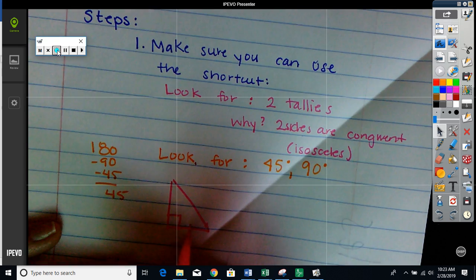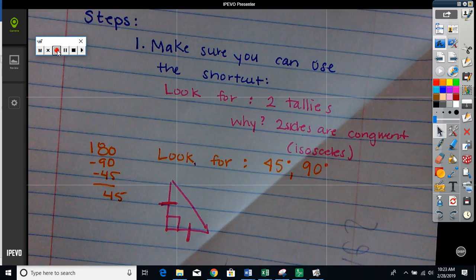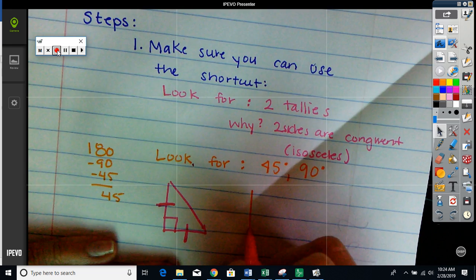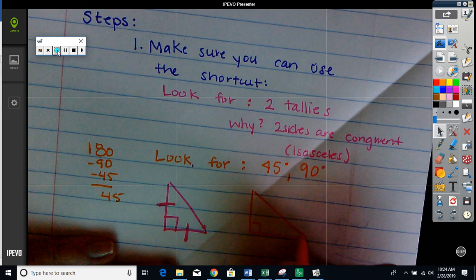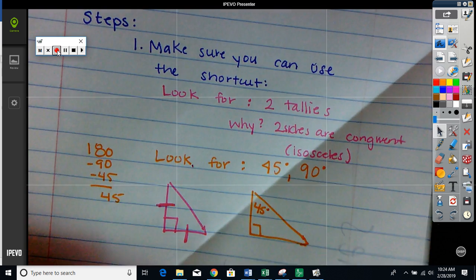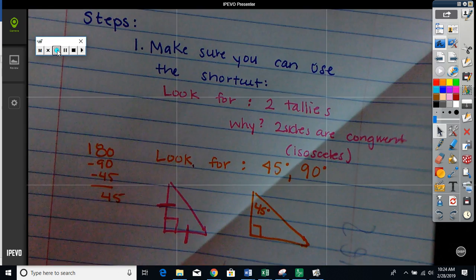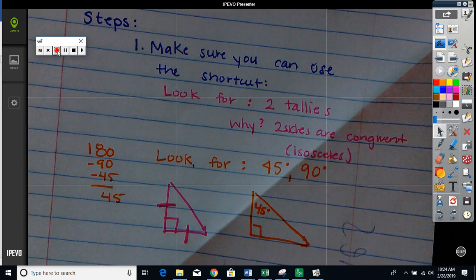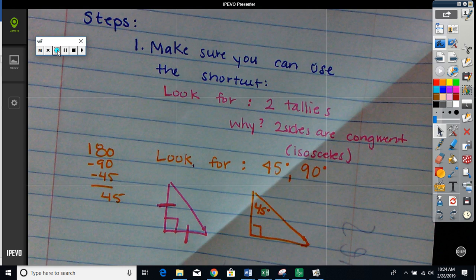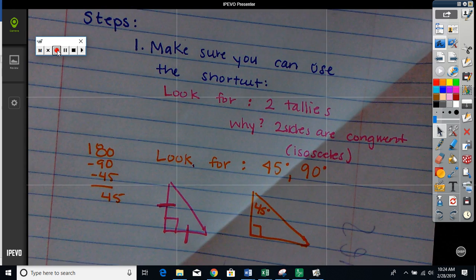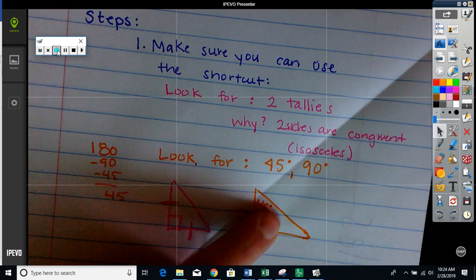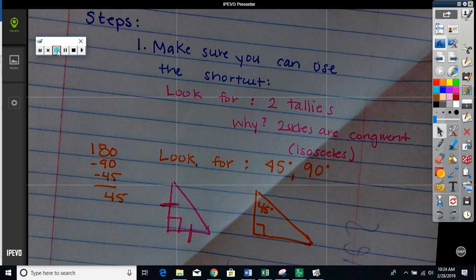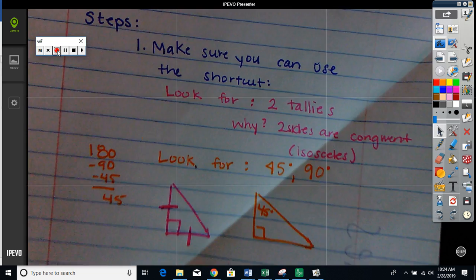You see 90 degrees, you see a box, and you see two tallies. That means you can use the shortcut because you have two tallies. Or it might look like this. Here's 90 degrees, and here's 45 degrees. If you see this one or that one, you can use the shortcut. Questions so far? I haven't shown you how to use it. I'm just showing you when you can use the shortcut. When you have two tallies or 45 degrees. Those are the two times you can use the shortcut. So let me show you how to use the shortcut.